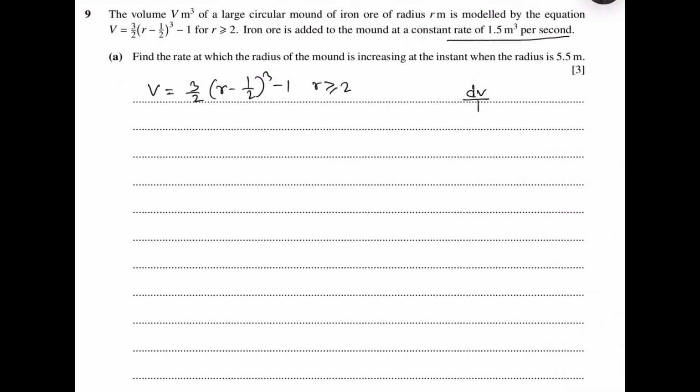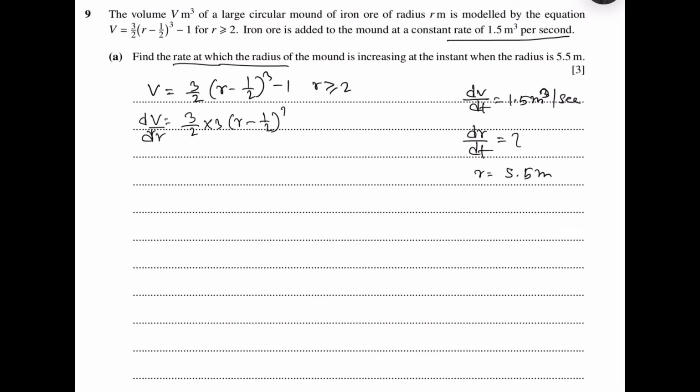dV/dt equals 1.5 meter cubed per second. So we need to find the rate at which the radius changes, I mean dr/dt, rate of radius means dr/dt. Here r equals 5.5 meter. Now let us differentiate first of all. So V equals 3 by 2, 3r minus half, it is dV/dr.